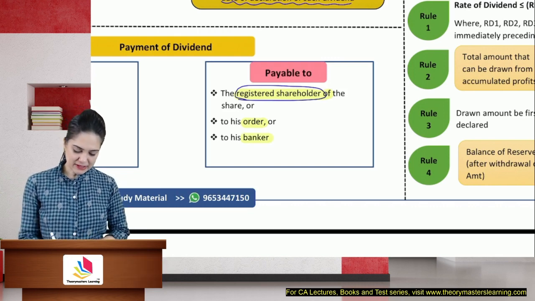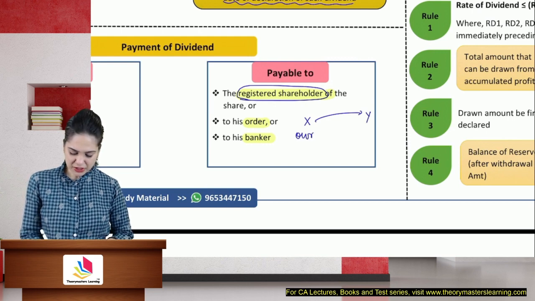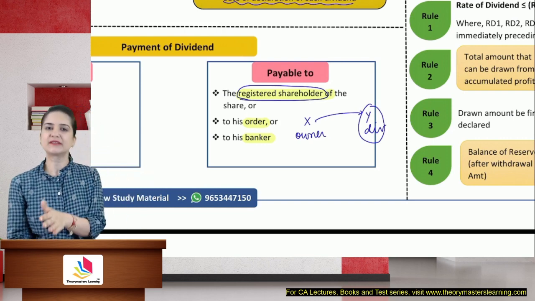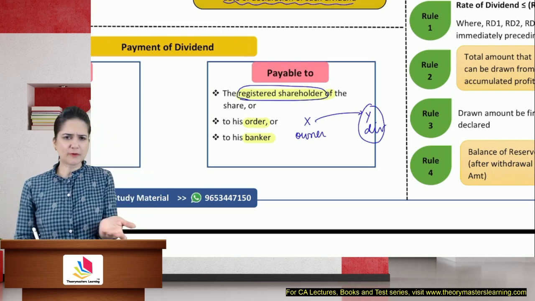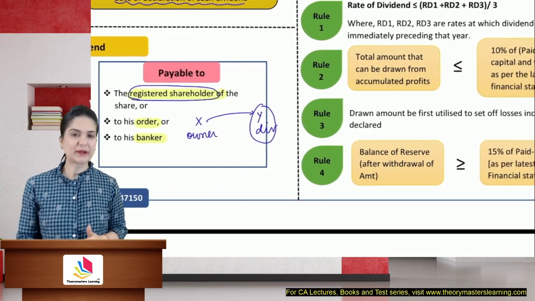Now it may happen that X may direct the company to pay the dividend to Y. He is the owner of shares, but he's saying that the dividend should be paid to Y. So Y is the beneficial owner of shares. Beneficial owner means he will get the dividend. You'll have to inform the company that instead of me, you pay the dividend to this person. It can also be paid to the banker.